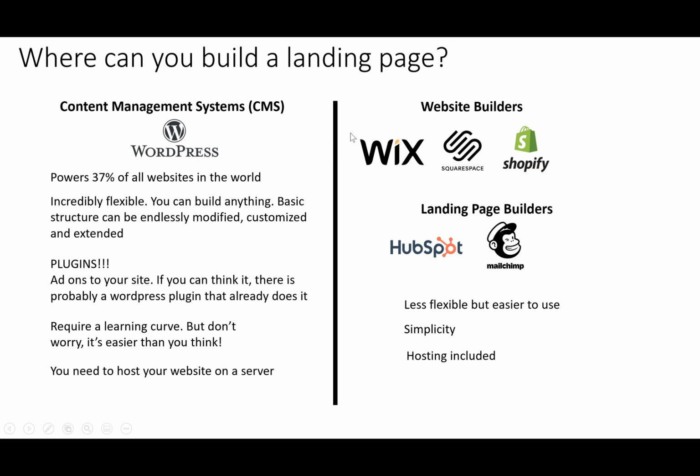Then you've got content management systems such as WordPress. WordPress powers 37% of all websites in the entire world. It is incredibly flexible, which means you can actually build anything. It's fully customizable. And what makes WordPress amazing are the plugins. This is what makes WordPress great. Because WordPress is open source, people are uploading plugins all the time, and they're giving them maintenance. I don't know how many plugins WordPress must have, but it must be hundreds of thousands.